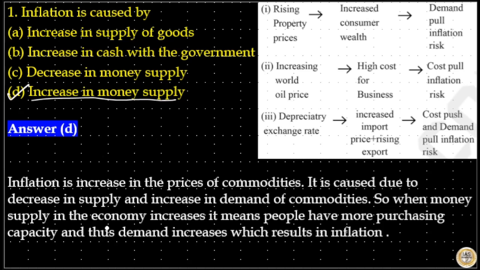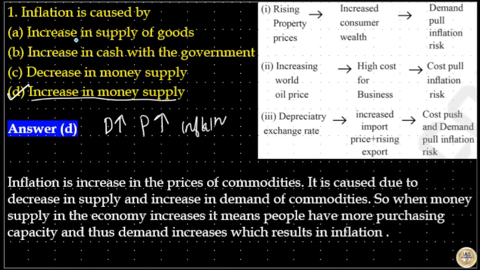So when money supply in economy increases, it means people have more purchasing capacity and thus demand increases, which results in inflation. When people have more money, demand increases, but the supply remains same. When the supply remains the same and demand increases, that means price increases. When price increases, it is inflation. So here answer is option D.